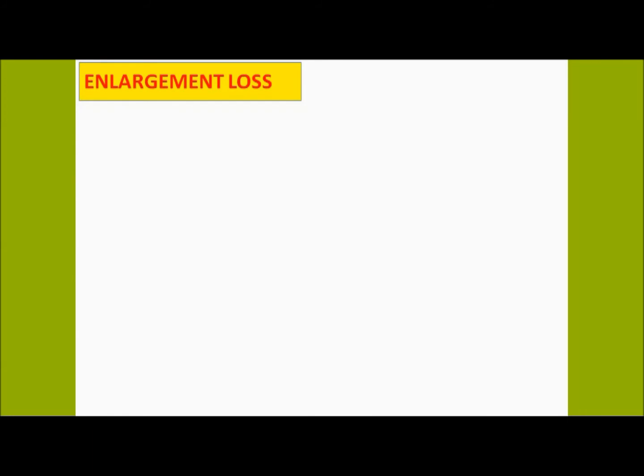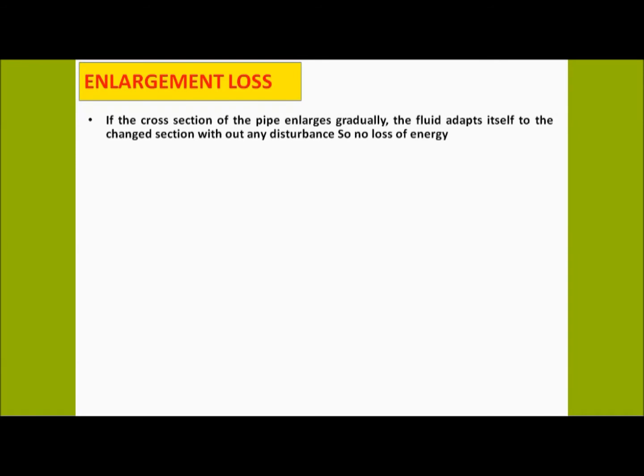It is known as the enlargement losses. If the cross section of the pipe enlarges gradually, the fluid adapts itself to the change in section without any disturbance. So generally there is no loss of energy. Earlier you see here, this is the u1, the initial velocity, and this is the u2, right? So now there is a difference in the velocity.